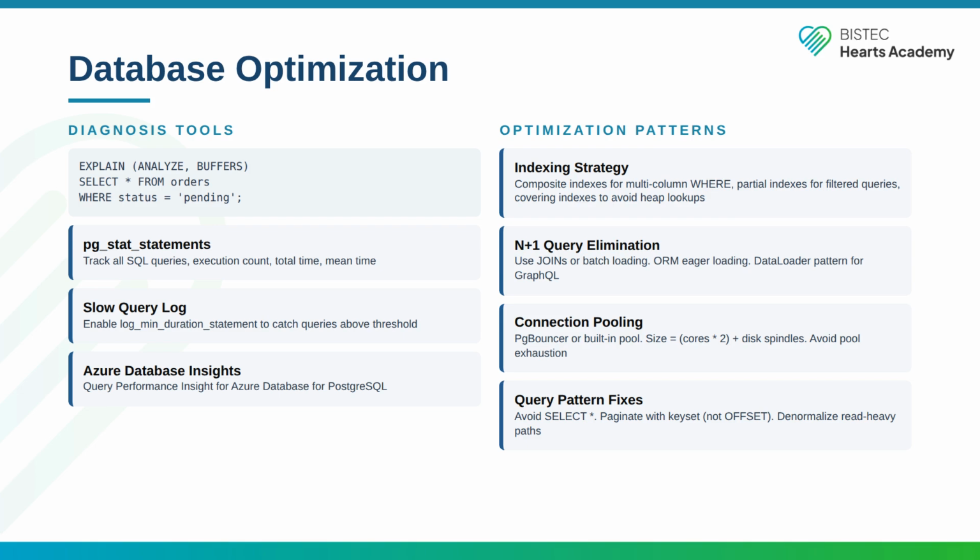Finally, query pattern fixes. Stop using select star. Paginate with keyset pagination, not offset. Offset gets slower as the page number increases, because the database still has to count all the skipped rows. And denormalize read-heavy paths when the join cost becomes too high.